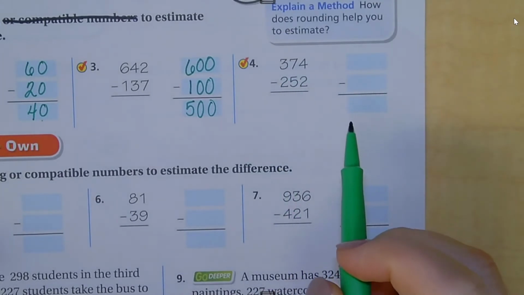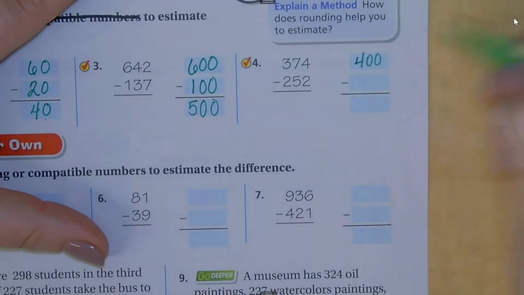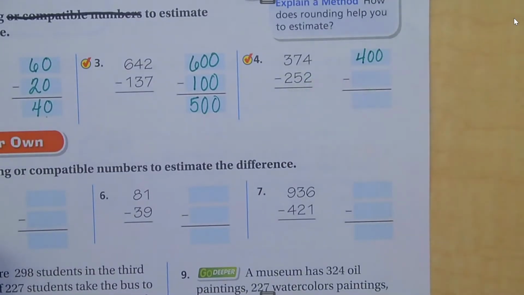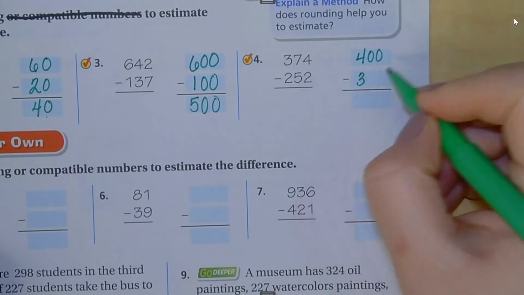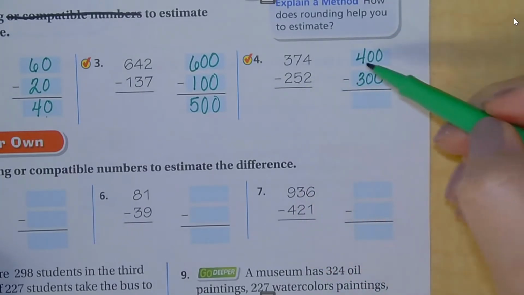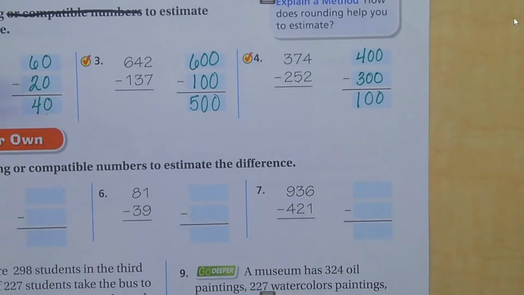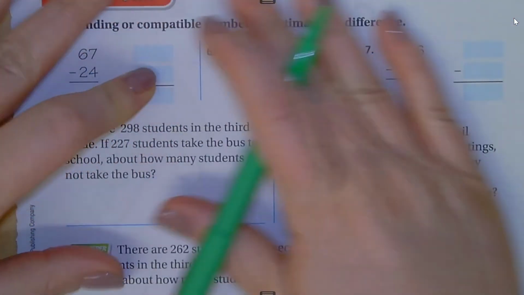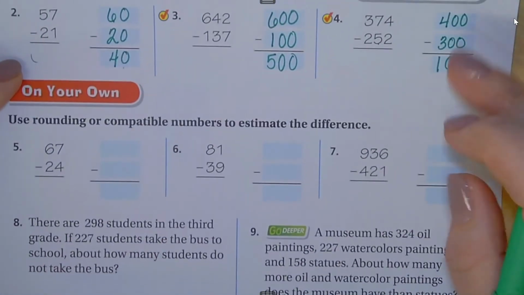374 rounded to the nearest hundred is 400. If that's not what you got, just change your answer and follow along. 252 rounded to the nearest hundred is 300. 5 or more, raise the score. 400 minus 300 is 100. So we're estimating our difference to be about 100. If you did not get the same answer as me, go back and see where you may have made a mistake.